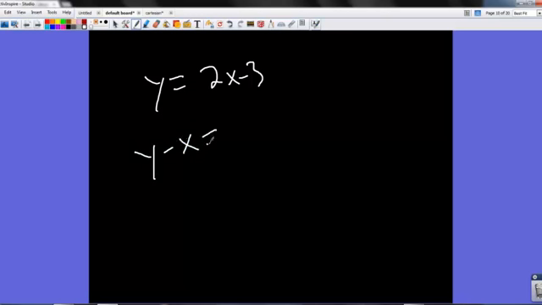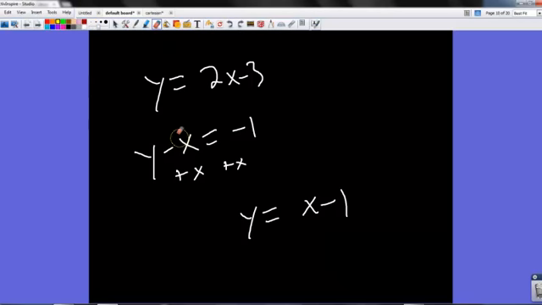y minus x equals negative 1. So first things first is get them both into slope-intercept form. The first one already is. The second one is not. So you have to move that x over, and you get y equals x minus 1. And that's what we want, slope-intercept form, so we're happy now.